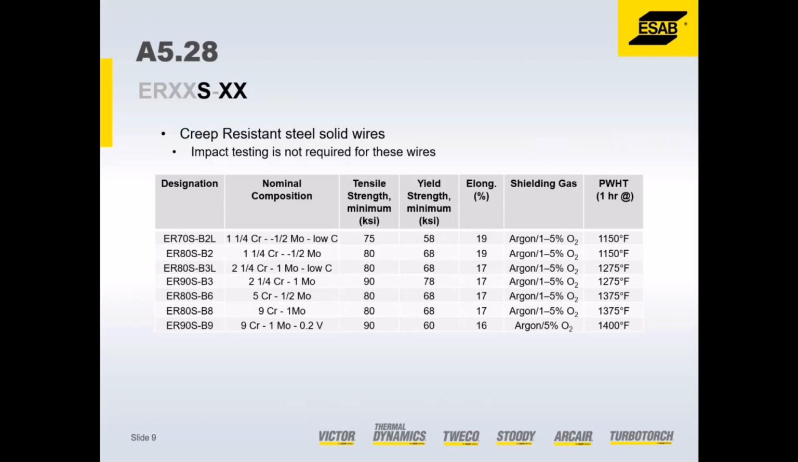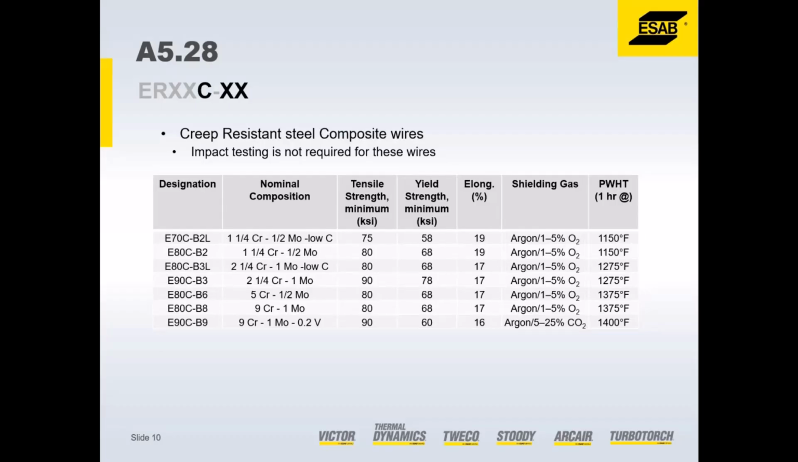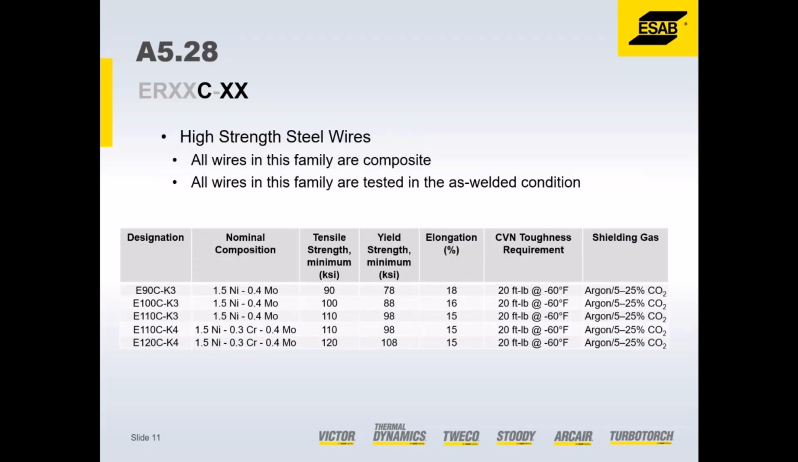Here's some of the creep resistant steels, some of the more common ones, and these are all going to be tested with a post-weld heat treatment. Here's those same creep resistant ones listed as cord wires. Again, note that they're all tested after a 1 hour post-weld heat treatment. And we have some of the higher strength steels out there, so 100 KSI plus. So these are all going to be high strength, low alloys, and tested in the as welded condition.